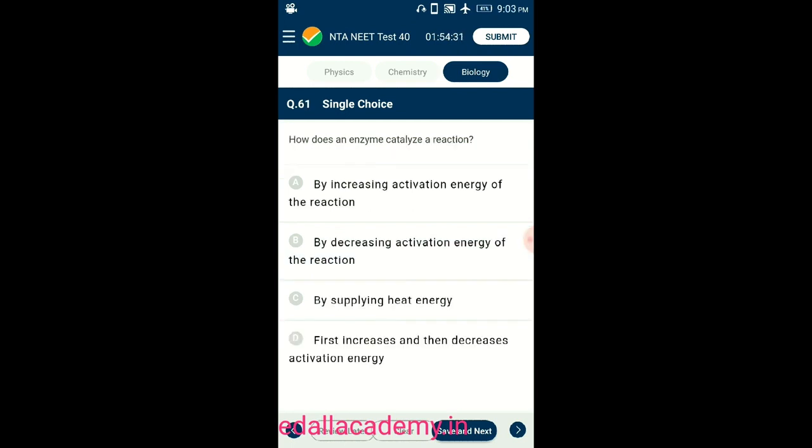Question number 61. How does an enzyme catalyze a reaction? The enzyme catalyzes a reaction by lowering the activation energy of the reaction so that the reaction can occur at normal cellular conditions. Activation energy is lowered by using binding energy, which is released when the substrate binds to the active site of the enzyme to form the enzyme substrate complex. Thus, enzyme substrate complex formation is very much necessary for enzyme catalyzed reactions to occur. So the answer for this question is option B, by decreasing the activation energy of the reaction. So the correct option is B.